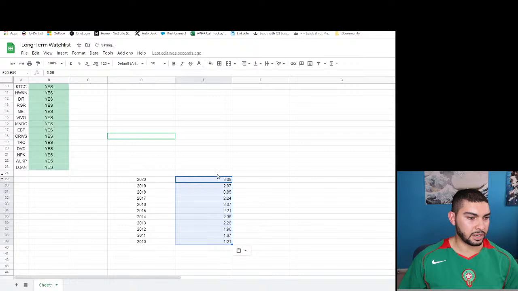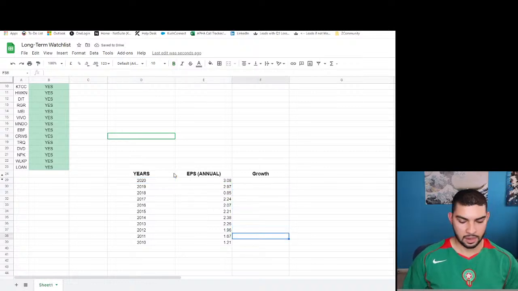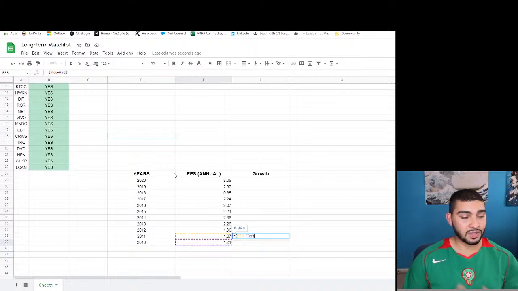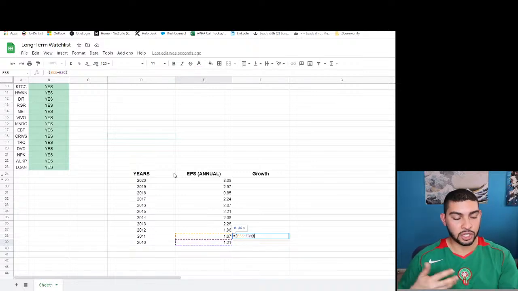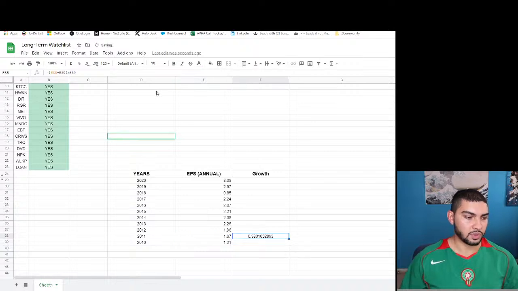Copy and paste the data that we had. So now we have the years, the EPS, annual, and then from here we could actually calculate the growth. To calculate the growth, essentially we're going to subtract this amount by this amount. That's going to give us the difference. But in order to calculate the percent change, we're going to divide it by that same data point, 1.21. This will give us the percent change from year to year.